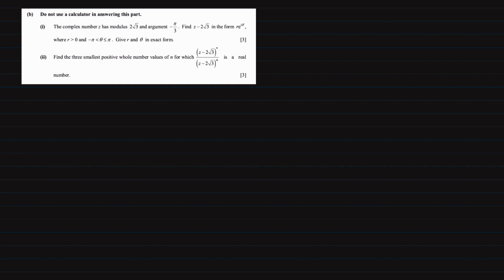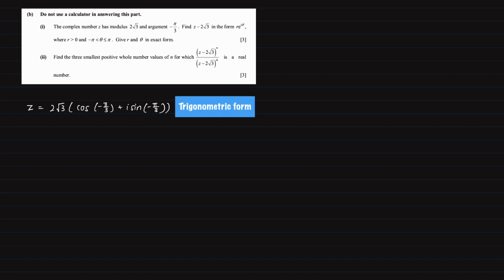So firstly, we can express z in a trigonometric form. For this case, it is 2 square root 3, open a bracket, cosine minus pi over 3, because that is the argument, plus i sine minus pi over 3. If you find it difficult to remember the trigo form, always remember C, which is cosine, always comes before S in the alphabet. So cosine comes first and then sine comes later.